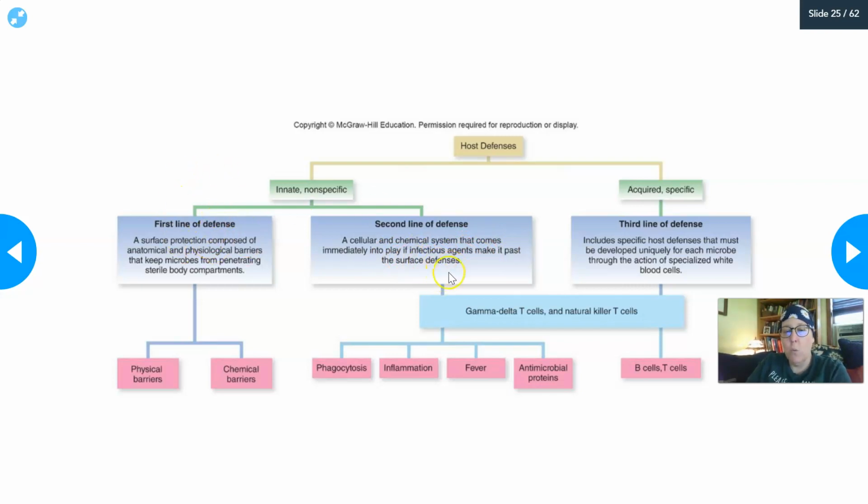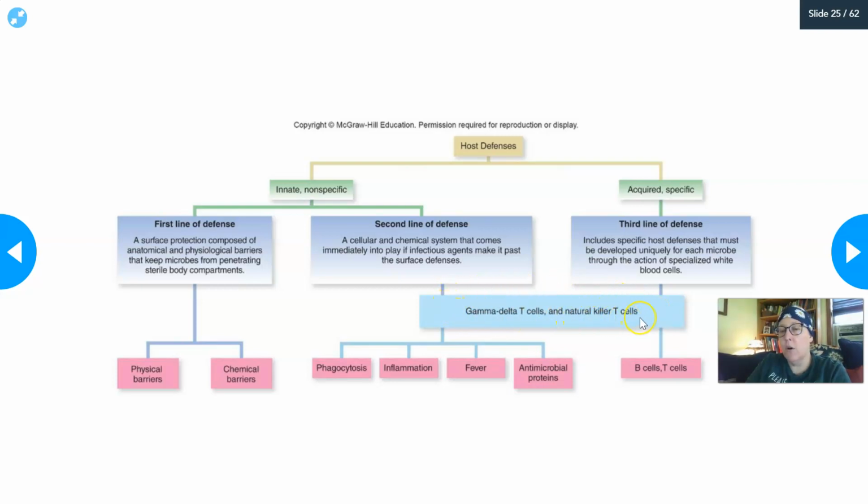Within those, you have your phagocytes and phagocytosis, which we're going to talk about. You have inflammation, you have fever, and you have antimicrobial proteins. Okay, so the organism has made it in, and these are the security crew and security things that are put in place. I am going to note there are gamma delta T cells and natural killer T cells.